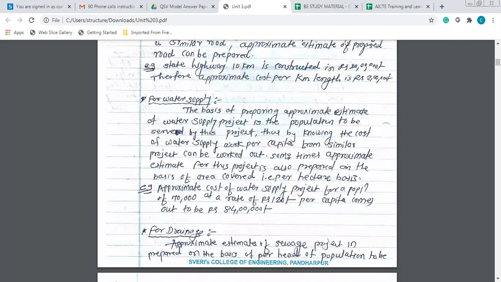Then for the water supply, it is totally dependent on the population who is going to utilize that particular project. For every region we are having a water supply system, and the system is totally dependent on the population to be served by that particular project.